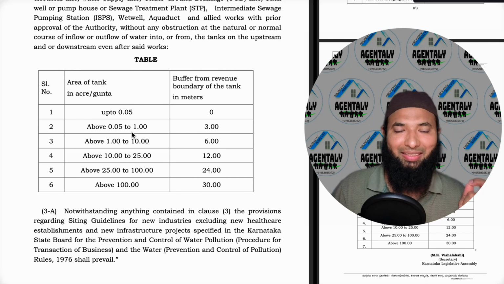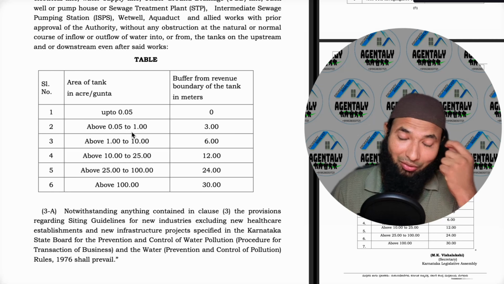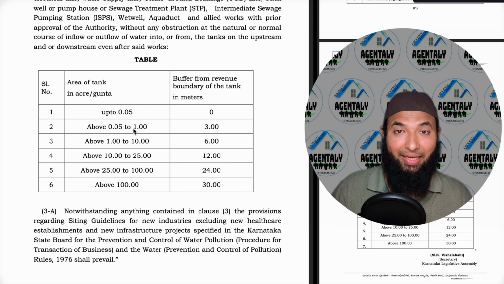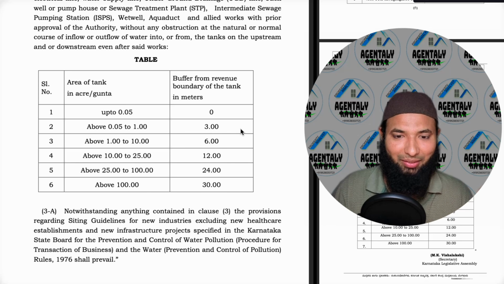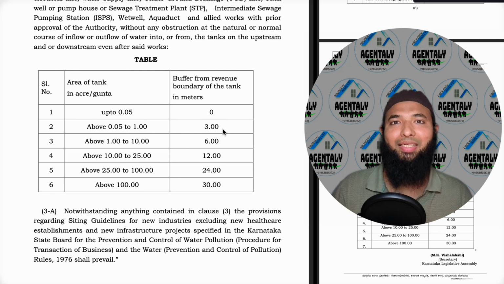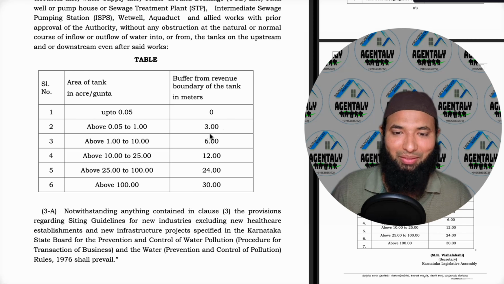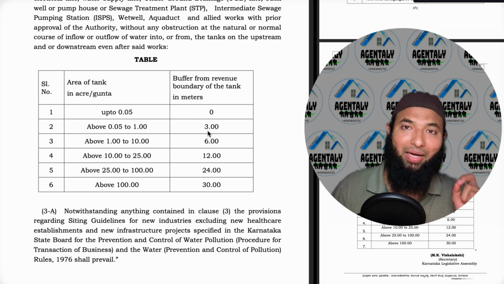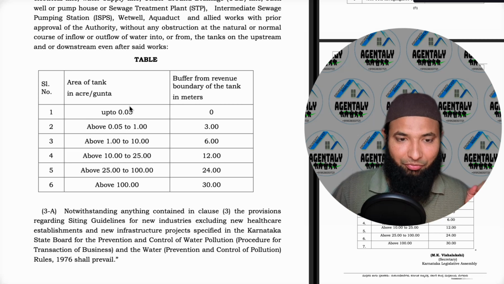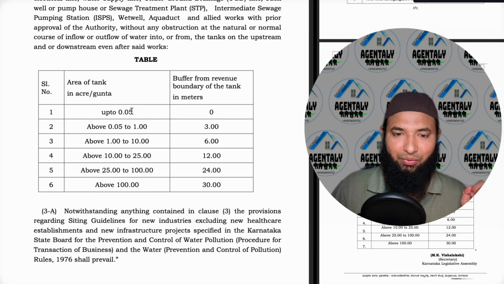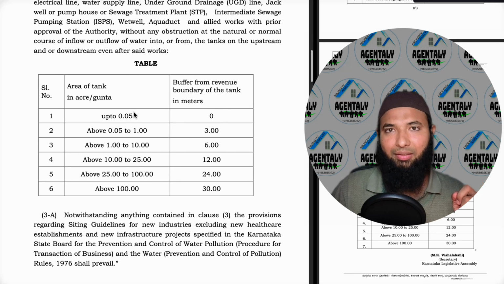1 acre, that is 40,000 square feet, 44,000 square feet of lake needs only 3 meters of buffer. That is a joke actually. If you see, a tertiary Raj Kalwa itself is having 15 meters of buffer zone, and they have given only 3 meters for 1 acre of lake. I understand for small kuntas that is only 5 guntas, it is acceptable.